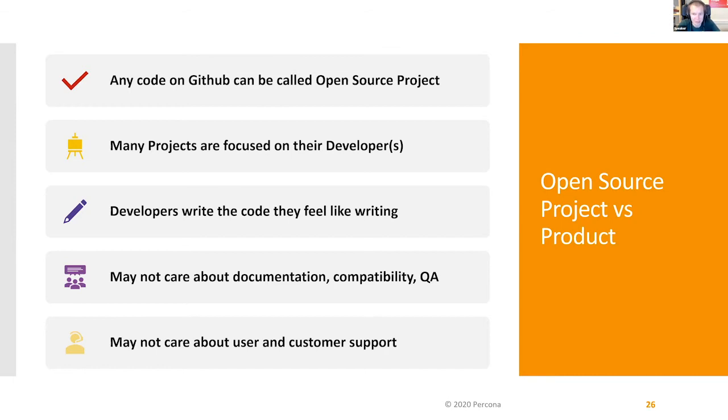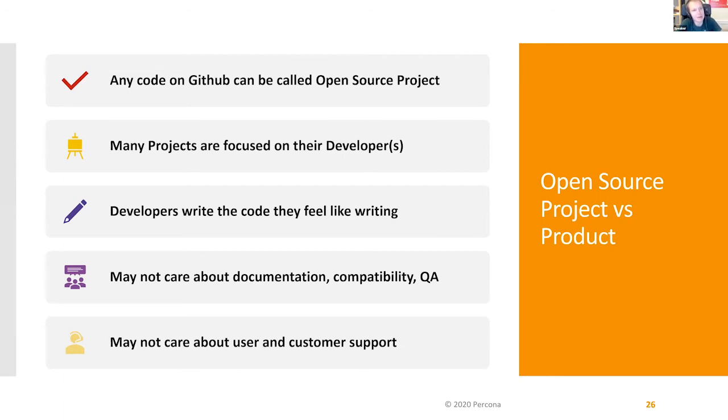But running a project as a developer, you have a full right to be selfish. They also may not care so much about documentation, compatibility, QA, and so on. Some developers just write the code, and if it's their baby, they have all the documentation they need in their head. User and customer support also may be hit or miss. Some people are very passionate about helping users to be successful. Others would say, well, if you can't figure it out, then you are too stupid to use my project, so go away.